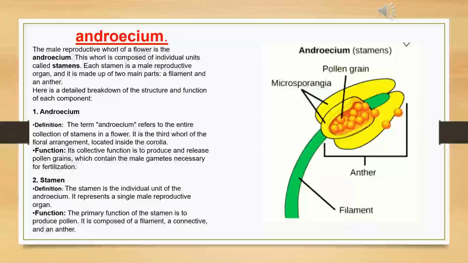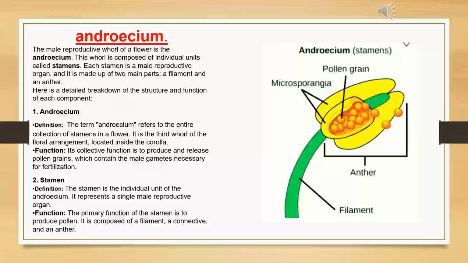The first one is the androecium. The definition of androecium: the term androecium refers to the entire collection of stamens in a flower. It is the third whorl of the floral arrangement, located inside the corolla. The function of androecium is its collective function to produce and release pollen grains, which contain the male gametes necessary for fertilization.